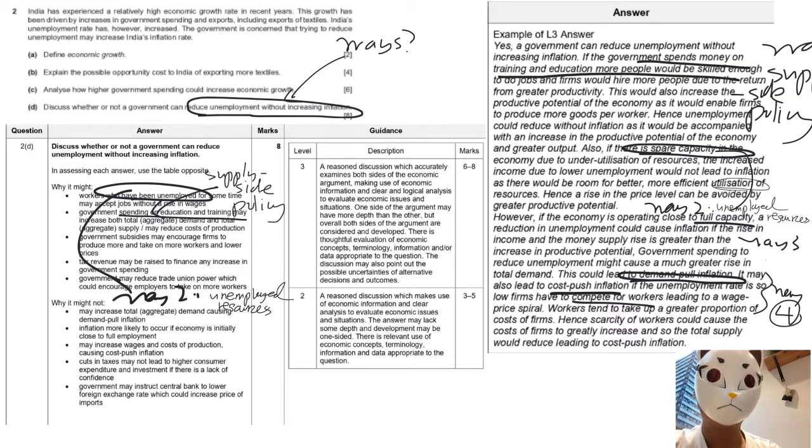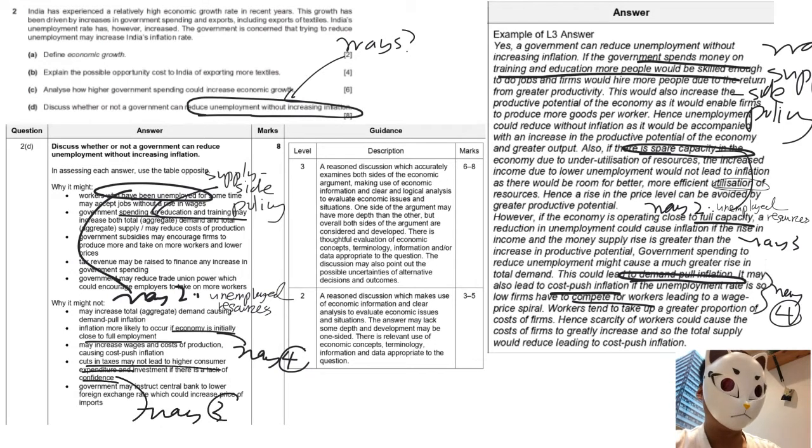So first of all, it talks about the close to full employment, way number 4. And this one is way number 3. So it depends. It all depends on the way the government does it.